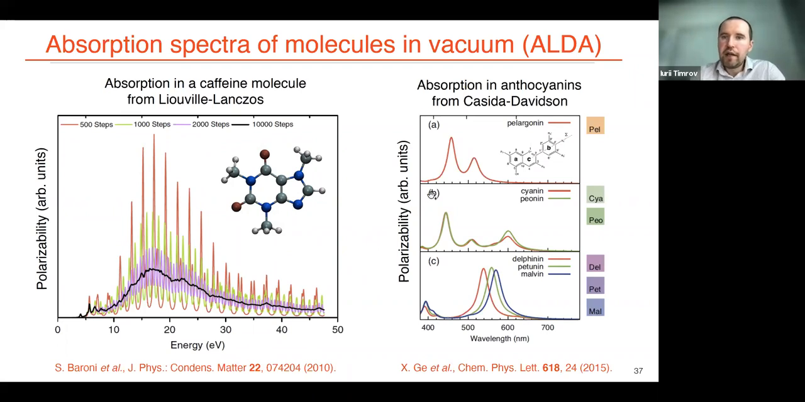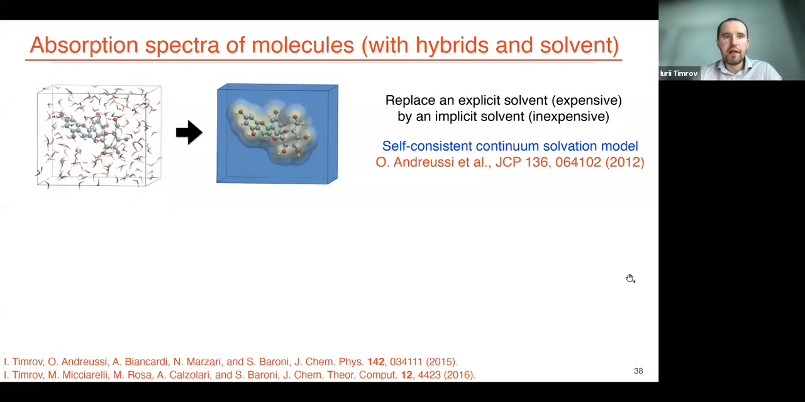On the right, I show another example using the Casida-Davidson method. This method was developed about 5 years ago and applied to these molecules, pelargonin, cyanin, peonin, etc. We show here polarizability as a function of wavelength in nanometers for each of these molecules. And using this absorption spectrum, it's also possible to compute the corresponding color. It's shown here on the right. Another interesting application that can be done with Quantum ESPRESSO is to compute absorption spectra of molecules in solutions.